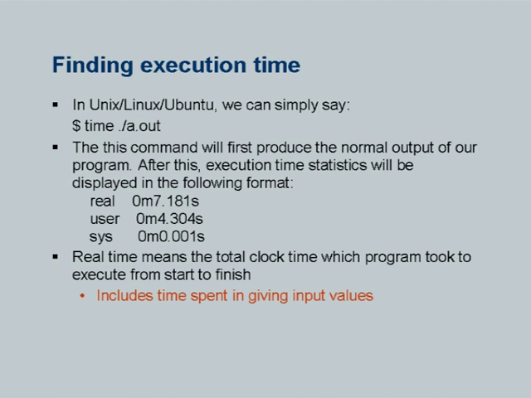The real time means the actual total clock time which the program took to execute. This is after I press return and I get the next command prompt. So this is a sample entry. It says 0 minutes 7.181 seconds. The entry which is most important for our purposes is the entry against user. This user does not mean the time spent by the actual human user, but in the context of the operating system it means the time taken on the computer for execution, the processing time taken by the user program, as opposed to the system program, which is the operating system itself.